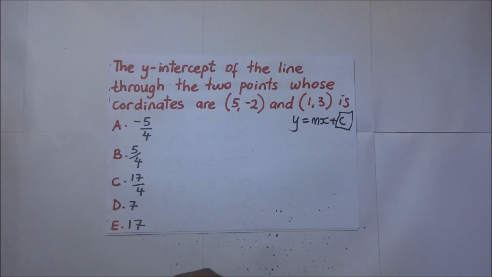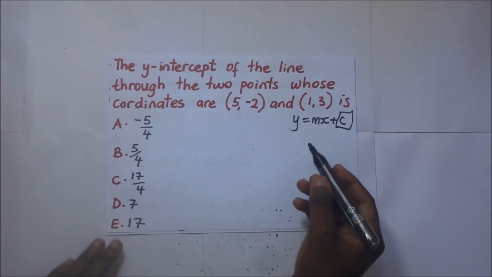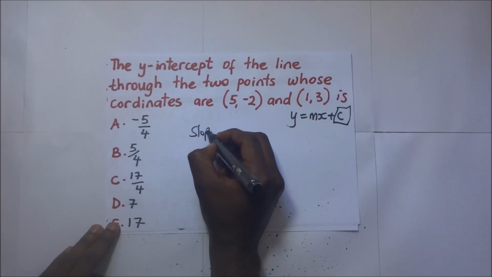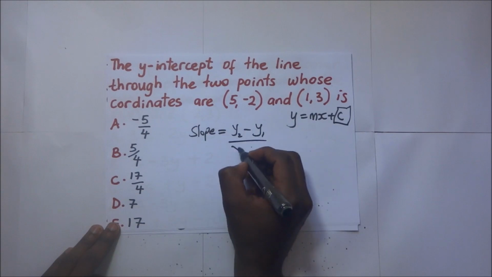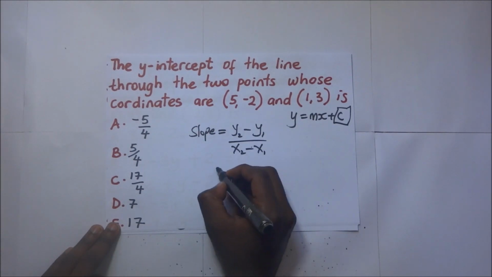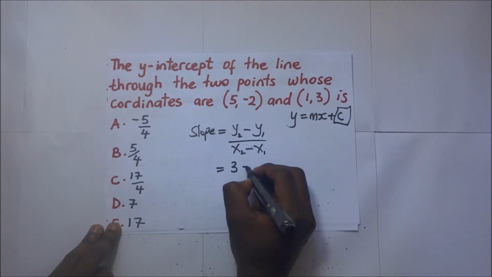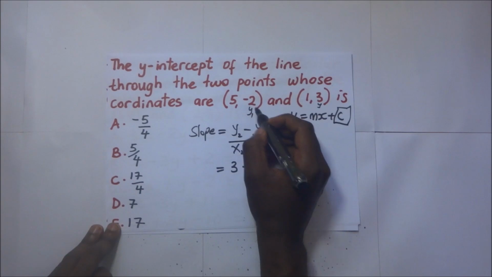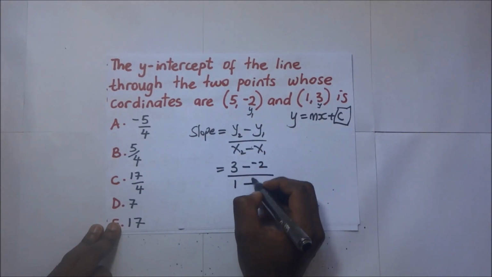So we begin by finding the gradient of this line, which so happens to be the value of m. It means that the gradient of this line, they call it the slope, or the gradient, is going to be equal to y2 minus y1 over x2 minus x1. That's going to be y2, which is 3, minus y1, which is -2. Divide that by 1 minus 5.